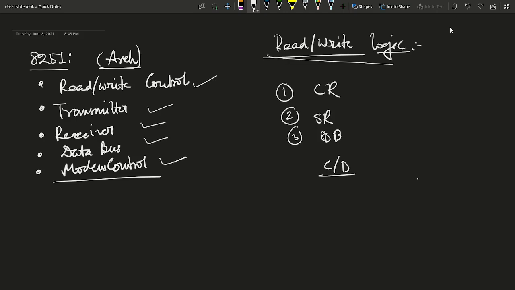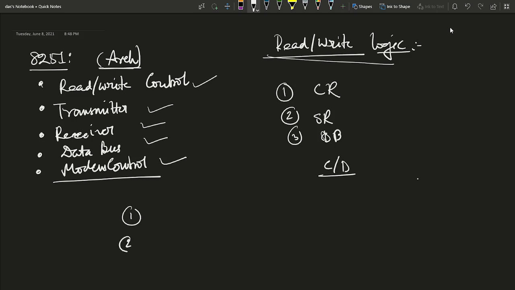For read and write control logic, some points are mentioned. Students, please note down these. First of all, point number 1 is for read write control logic. The read write control logic interfaces the 8251 with the 8085. It determines the function of the 8251 according to the control word written into its control register.